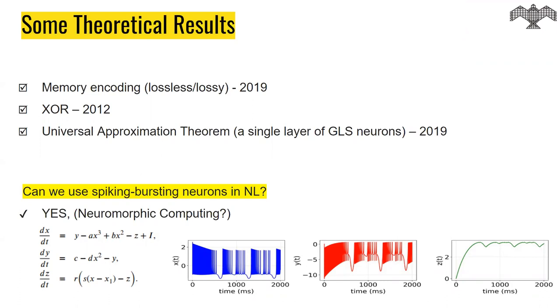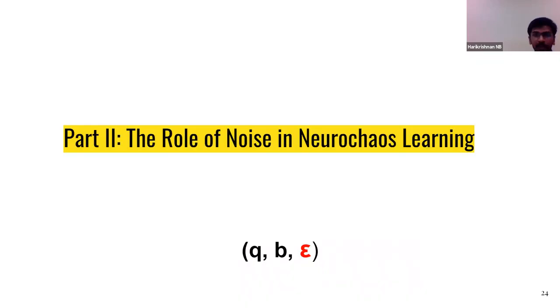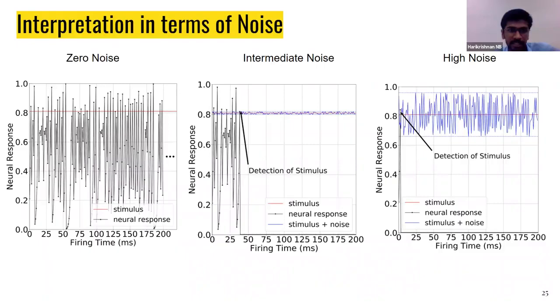So now going back to the second part of my talk, the role of noise in neurochaos learning. This is something very, very interesting. As I told you earlier, in our method we have something called initial neural activity, discrimination threshold, and epsilon. The major crux of our method depends on epsilon. So let us take three scenarios: when epsilon is zero, when epsilon has an intermediate value, and when epsilon is very high, close to one. We are allowing epsilon to have values in the range 0 to 1.